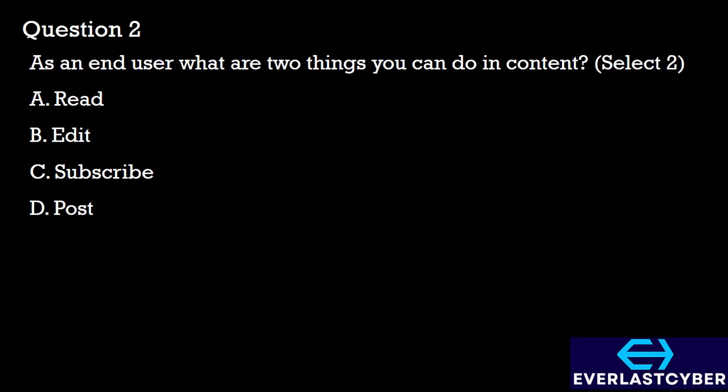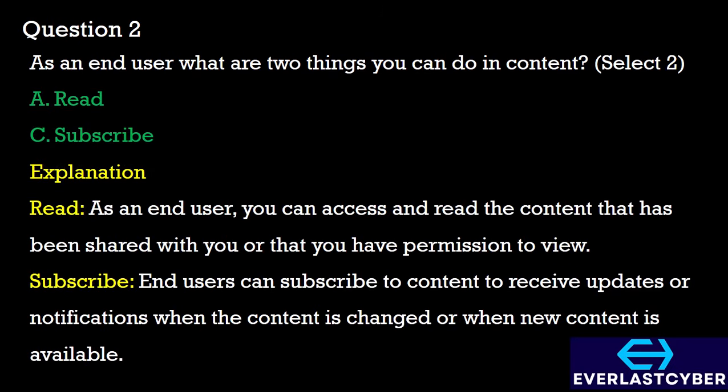For the edit option, these are permissions that are granted to users with specific roles or permissions. For option C, subscribe, end users can subscribe to content to receive updates or notifications when the content is changed or when a new content is available. For option D, this type of permission is also granted to users with specific roles or permissions like content creators or managers rather than general end users. So with respect to the question, we'll be going with options A and C, read and subscribe. These are the two things that you can do in content as an end user.